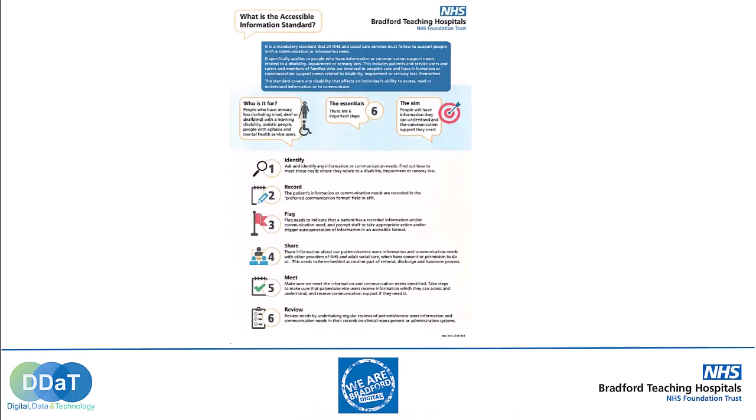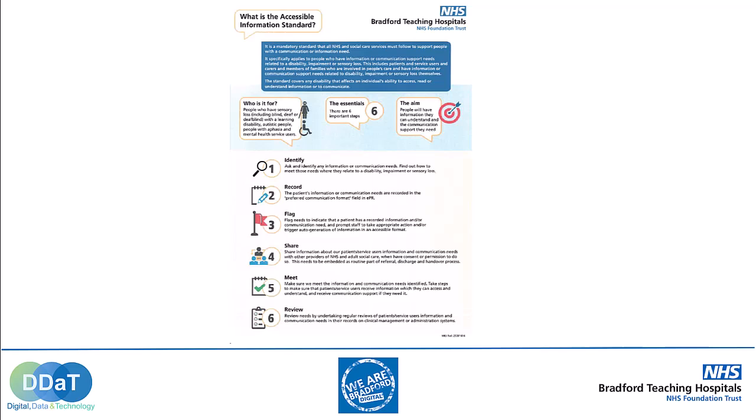Key steps providers should be taking is to identify the information and communication needs of those who use your services, record a person's information and communication needs clearly and consistently, have a consistent flagging system so that it is immediately clear whether the patient has any information or communication needs, share a person's information and communication needs where appropriate, for example, as part of a referral. Make sure we meet the information and communication needs identified.